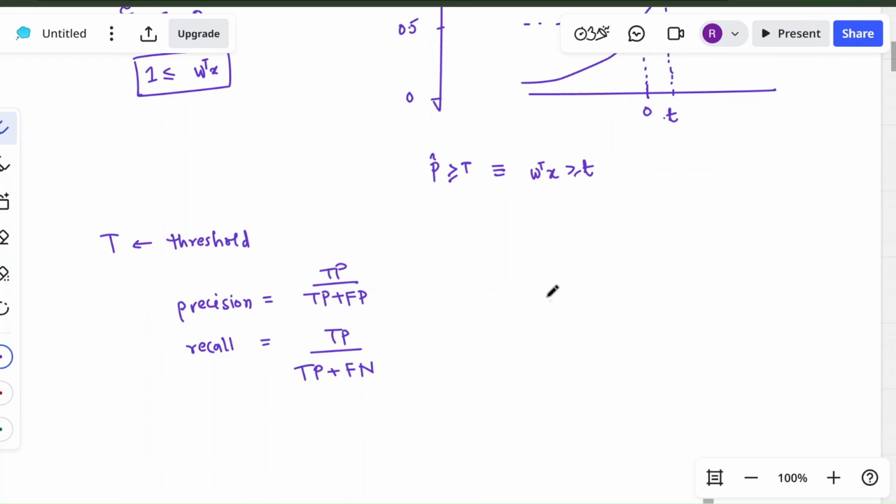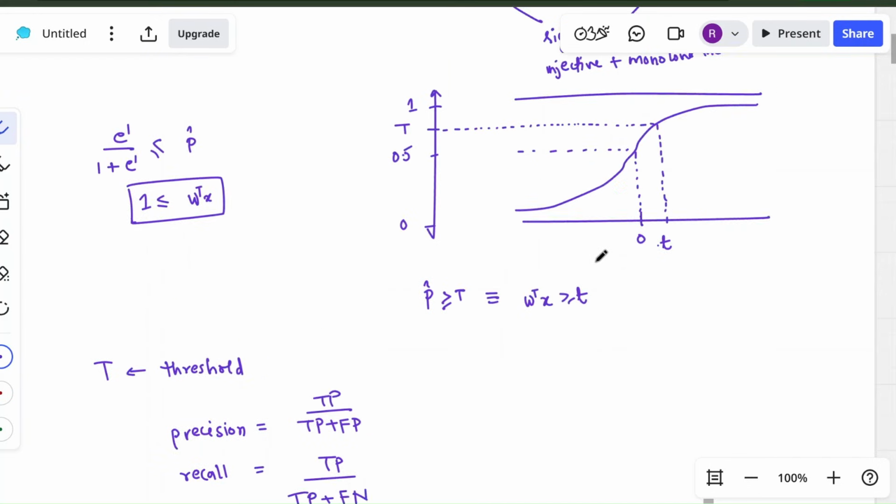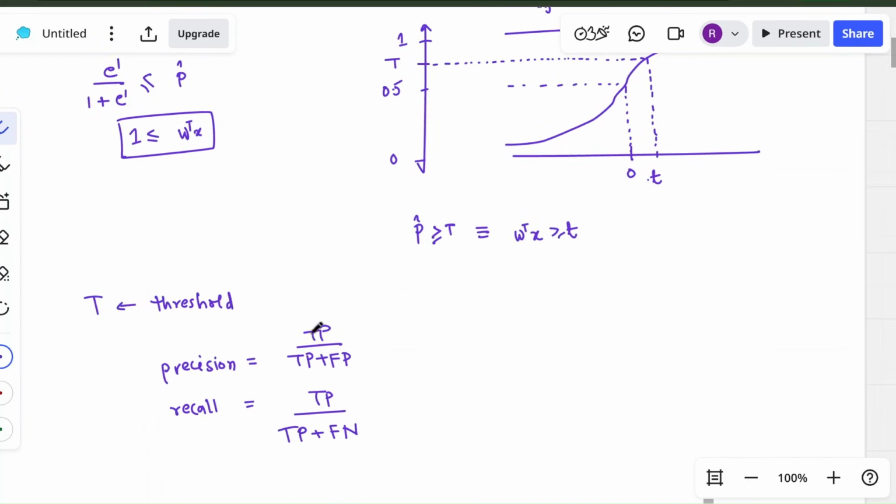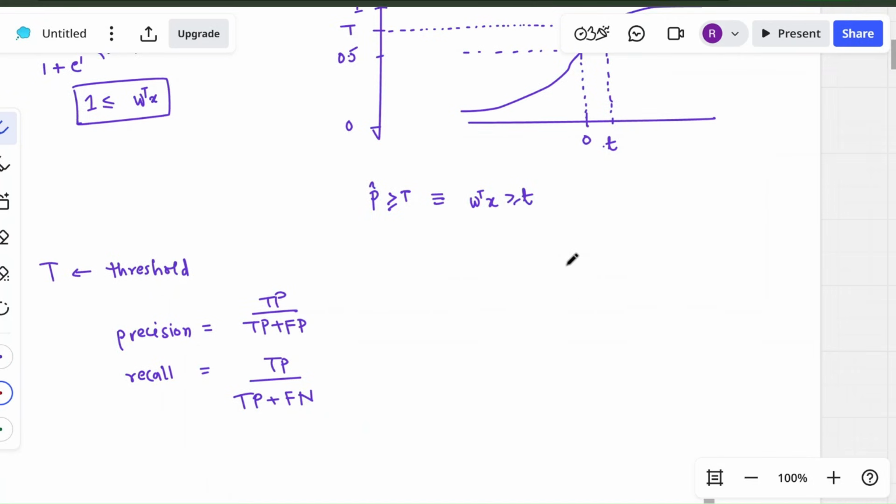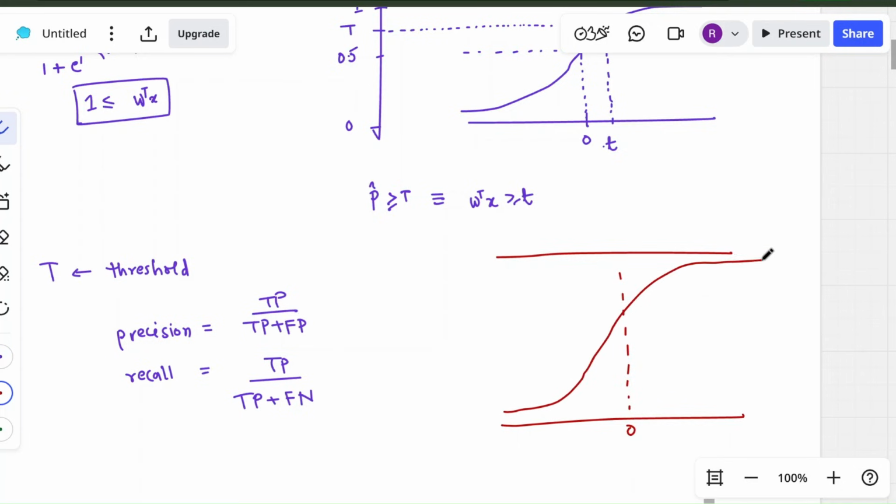right? Now let us try to analyze what would happen if I increase the threshold. What would happen to the precision? Will it increase or decrease? What will happen to the recall? Will it increase or decrease? Let's try to understand. So let us say I have this kind of a model, or this kind of an S curve. The same S curve. Let's say this is my 0, and then I have my curve something like this, right?